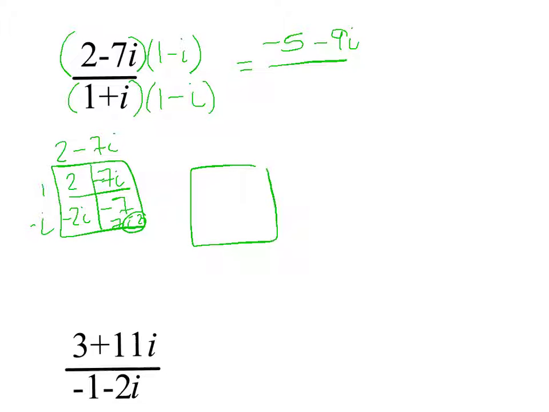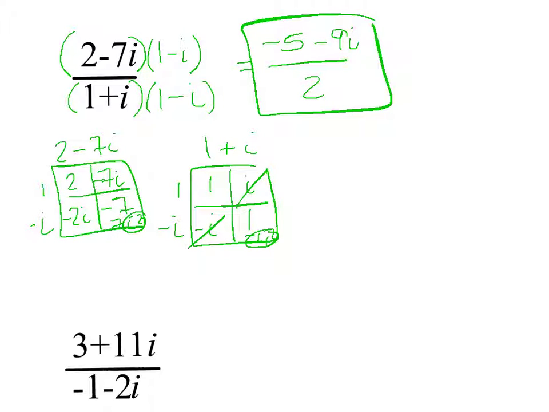On the bottom, we'll go ahead, 1 plus i and 1 minus i. So we get 1 and negative i, and negative i squared, which would be a negative 1, so we get positive 1. So on the bottom, the i's cancel out, and we just get a 2. And so that would be our answer.